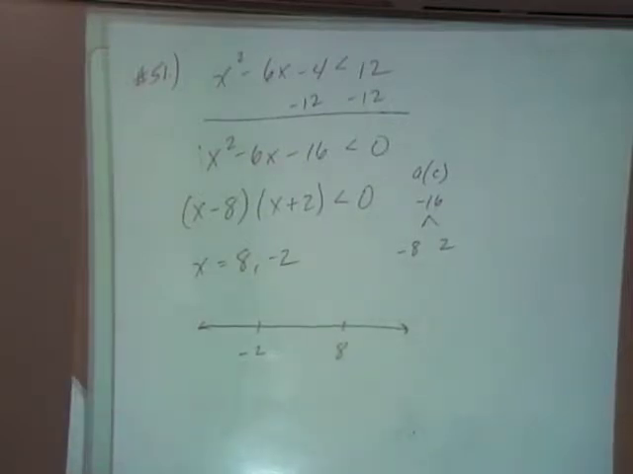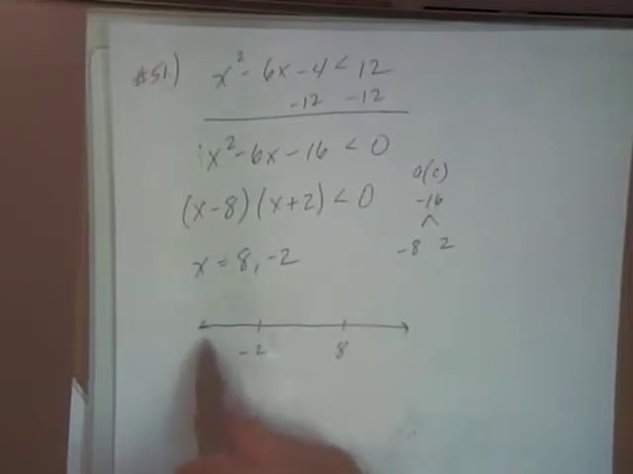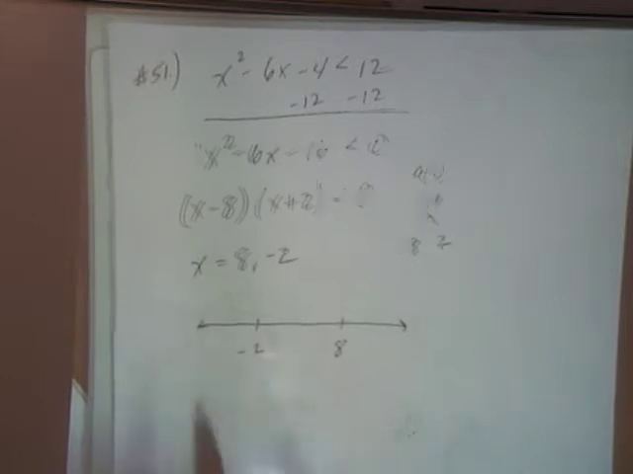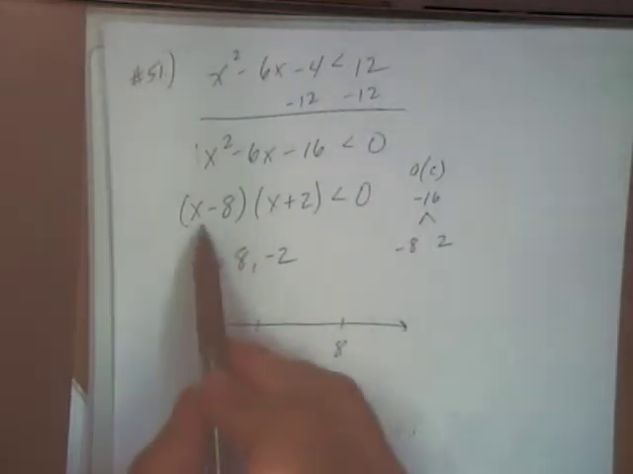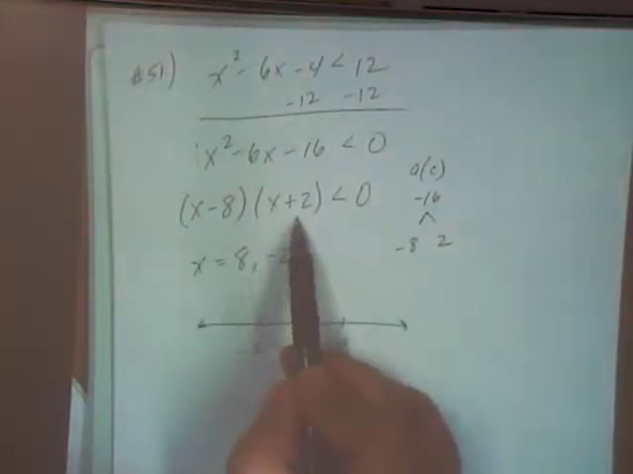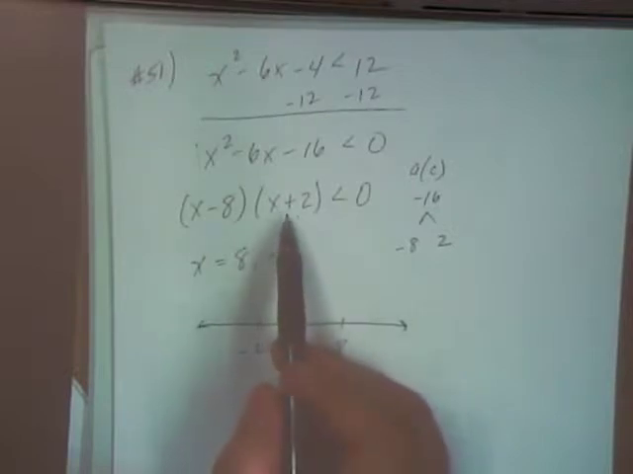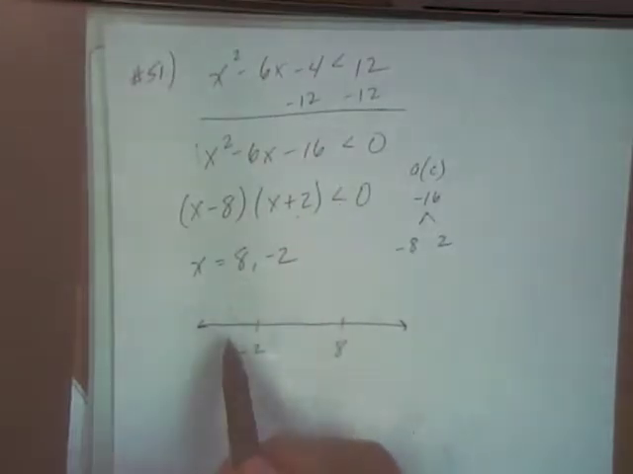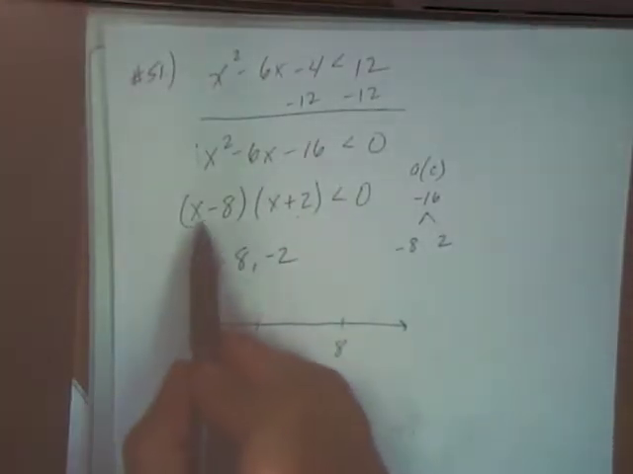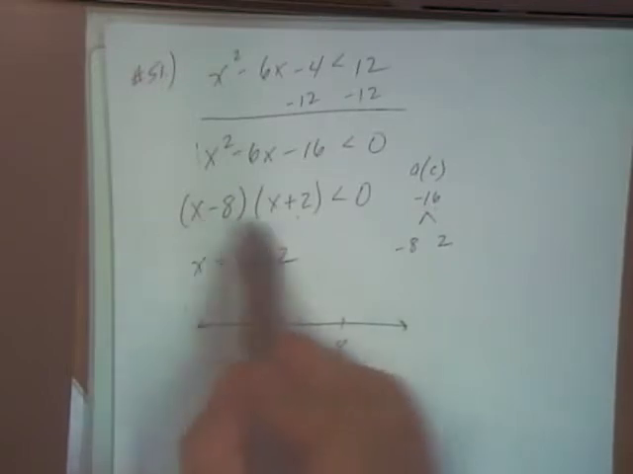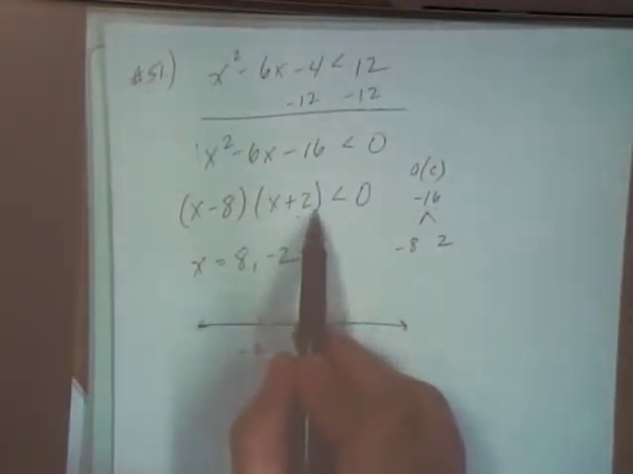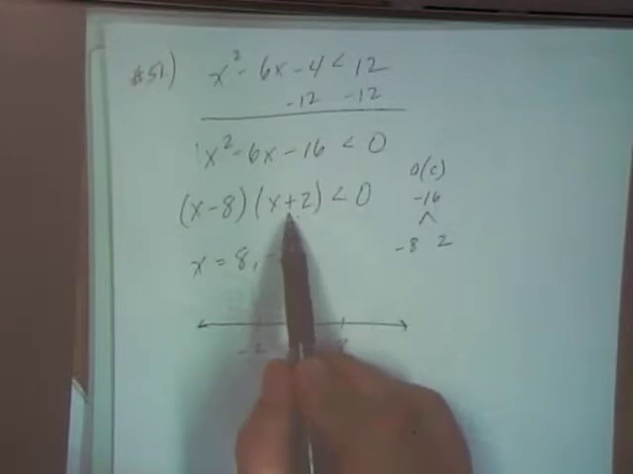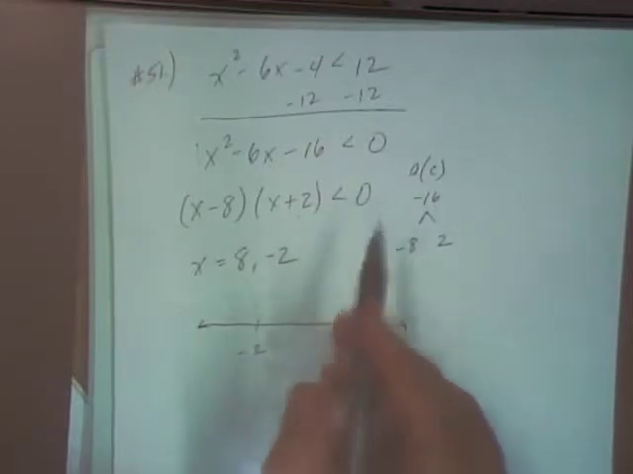I gotta check the regions, right? We got 3 regions I gotta check. So we'll plug in a negative 3 to check this region. I'm gonna plug it in here. Remember, I don't care what the number is, I just wanna know if it's positive or negative, because that'll tell me if it's less than 0. Does that make sense? So if I plug in a negative 3, this becomes negative, this becomes negative. Negative times negative is positive, which is not less than 0. So this one's not going to work.